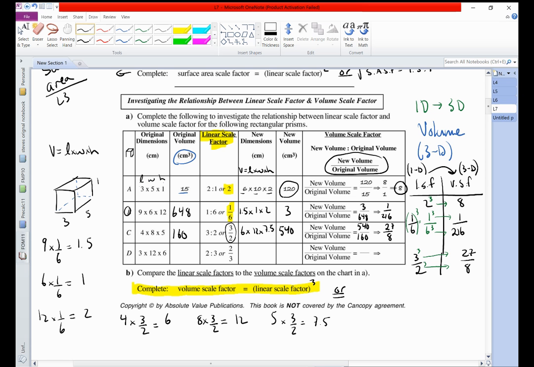Or we can go the opposite way and say the cube root of volume scale factor is equal to linear scale factor. Hopefully that makes sense.